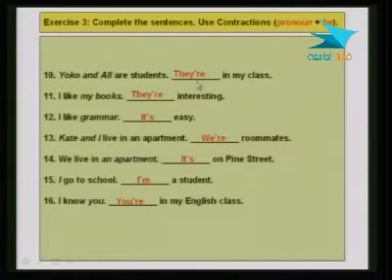So let's go through them just very quickly here. They plus are, we pronounce it there. It's, we're, it's, am, right? You're. So they're in my class. They're interesting. It's easy. We're roommates. It's on Pine Street. I'm a student. You're in my English class.